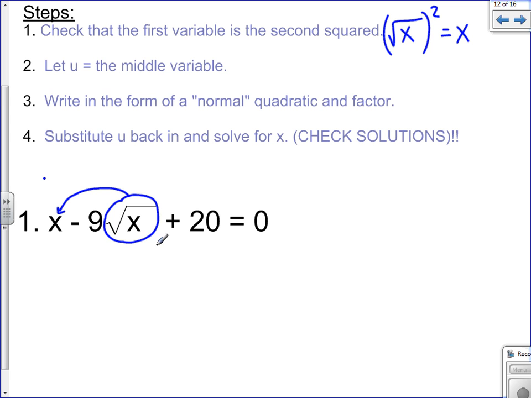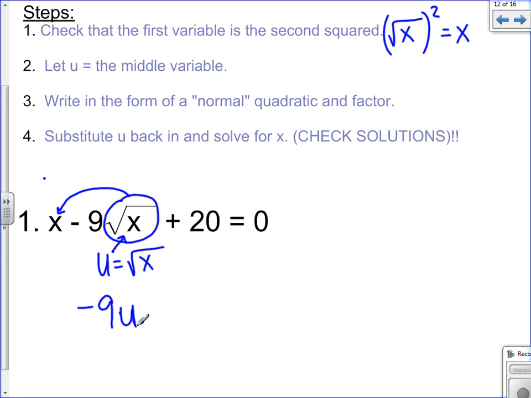Okay, so unless this step works and checks out, we can't use this substitution method to solve this kind of equation. Okay, since it does work, I'm going to go ahead to the second step and let u be the middle term. Okay, and so I'm going to let u be the middle term because now I can substitute that u in for that square root of x. So if I just rewrite the middle term, this is what I'll have: 9u. Okay? I just plugged in the u for the square root of x.